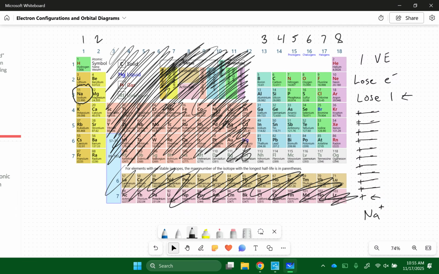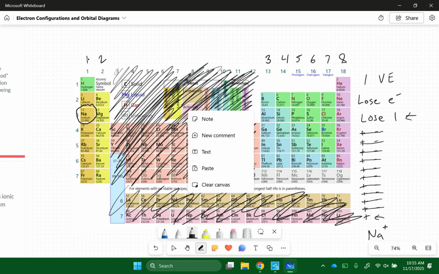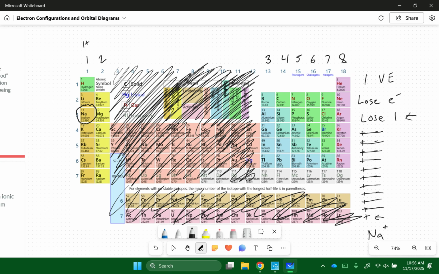And we can apply this to all of the different atoms in that column. So for every atom that has one valence electron, its ion is going to be 1 plus. It's going to have a positive 1 charge. And we can follow this pattern along.